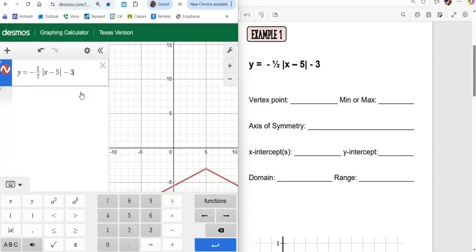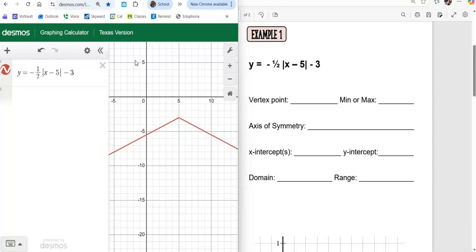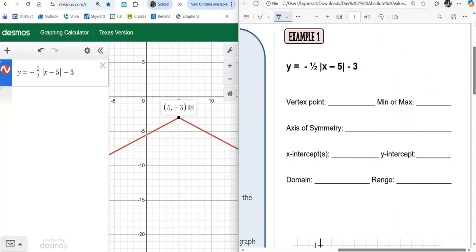Now, you can see the graph right there. So let's do the vertex point. You click where it changes direction. That's 5, negative 3. Write that down. Okay, you see what the graph looks like? Is that at the top or the bottom? Top of a hill. So that is a maximum.